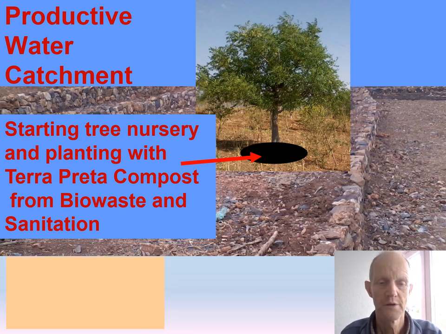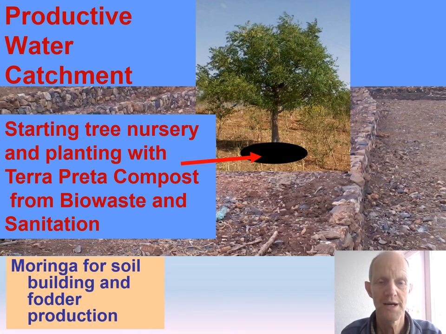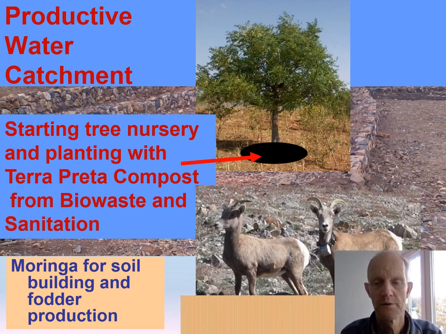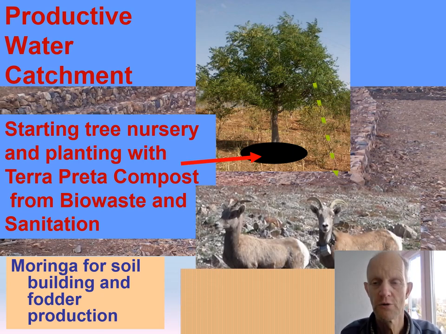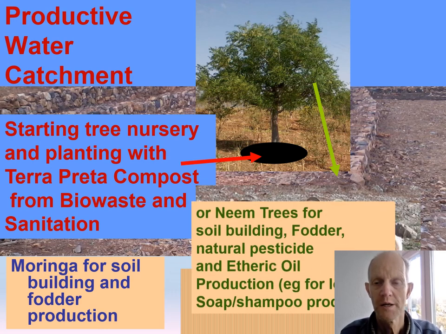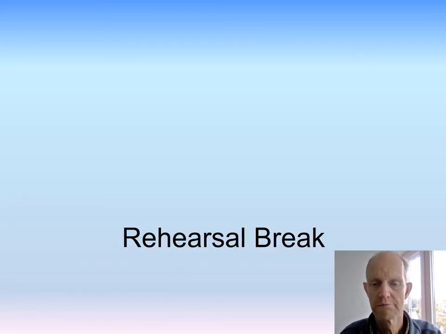And then you would plant moringa trees for building the soil and also for fodder. It's food and fodder of the best quality. And then you would pen up the goats so that they don't destroy the land. You can feed them with the leaves of moringa and other trees. And so that's a great system.